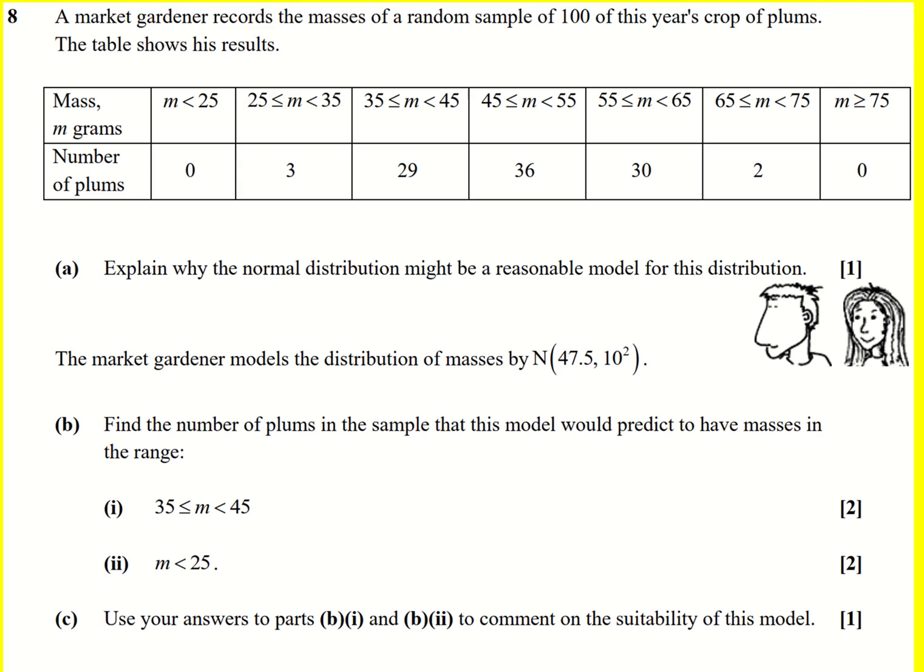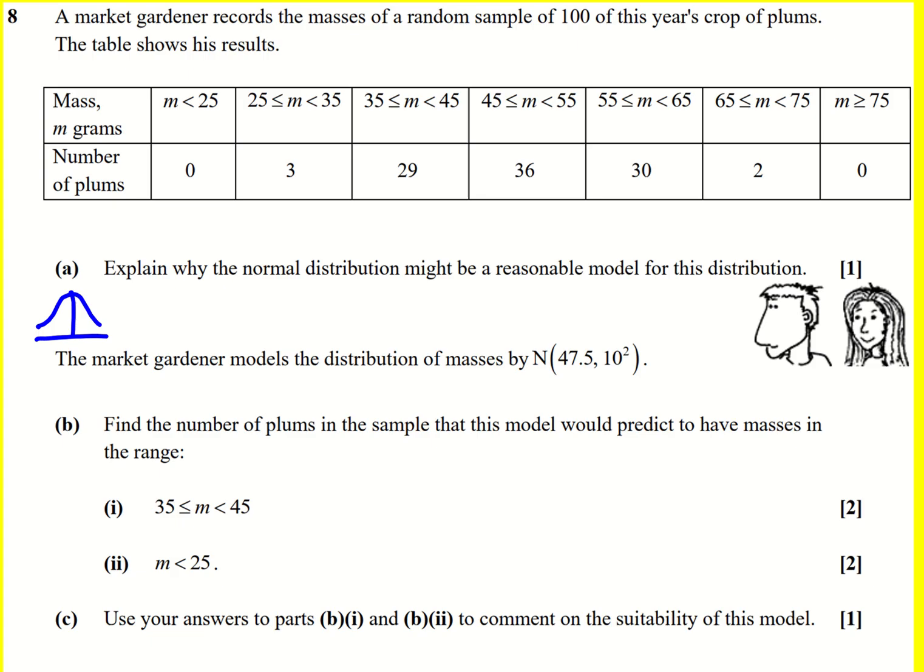We have a grouped frequency table and we're trying to see if a normal distribution will fit this. So the first part says, explain why the normal distribution might be a reasonable model for this distribution. Well, if we draw a little sketch of a normal distribution, this is what it looks like.